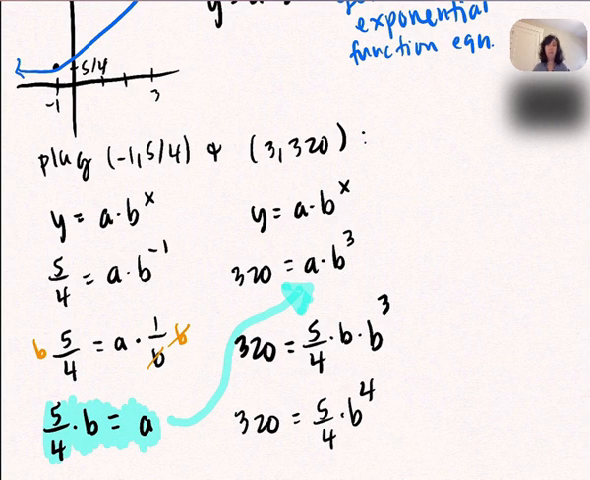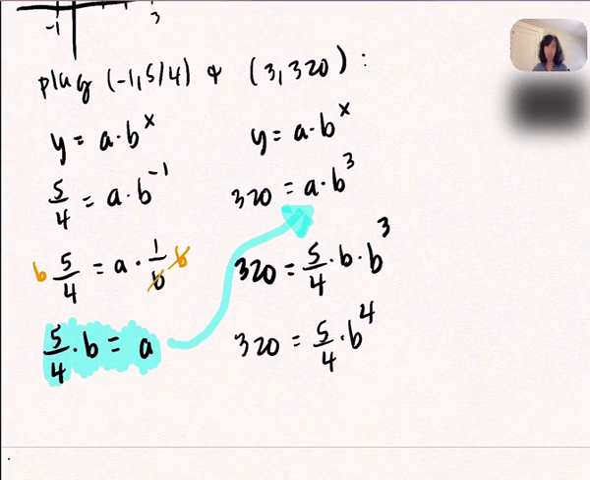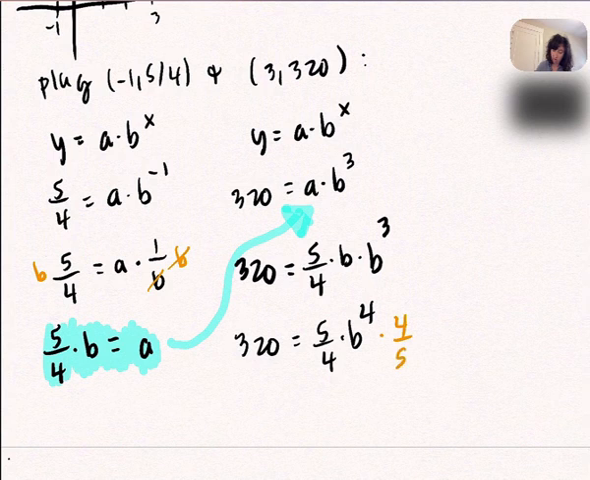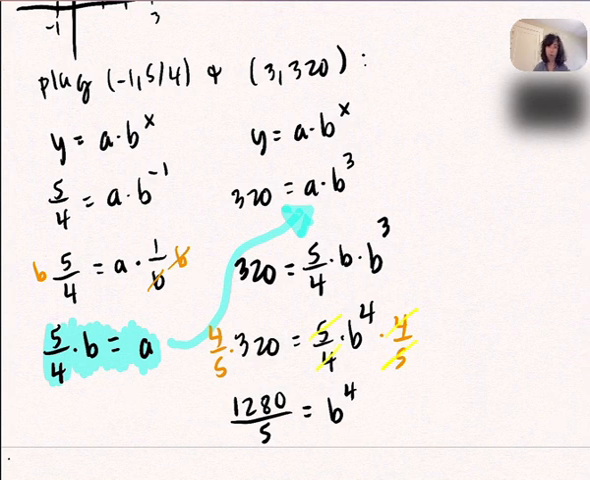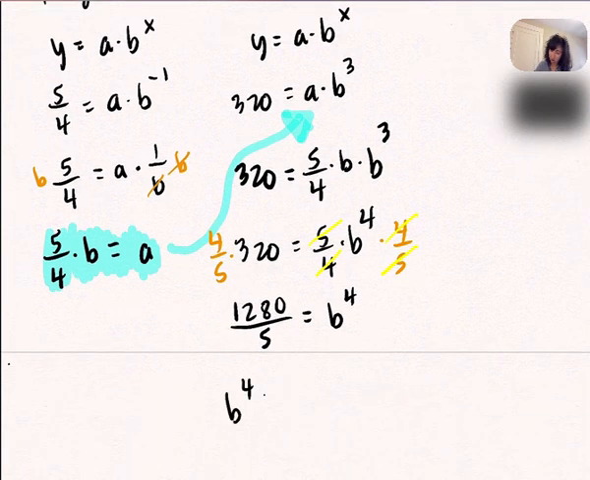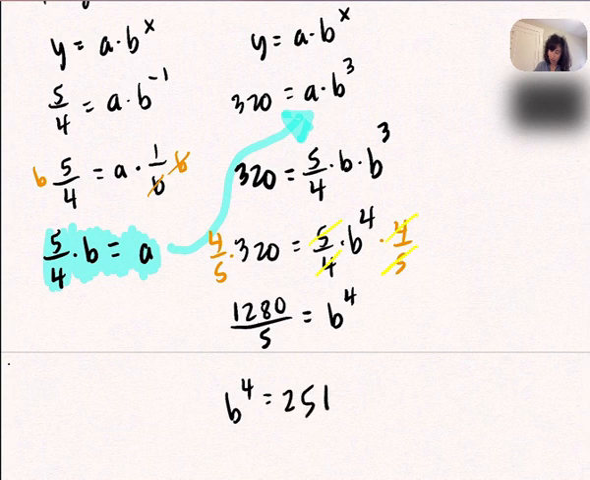Now, why do we care about having an equation with just b in it? Because we can actually solve for that b if it only has a single variable in it. How do we solve for it? I'll multiply both sides by 4/5 to get 1280/5 equals b to the 4th. Multiplying both sides by 4/5 makes it so that these 2 5s cancel and then the 2 4s cancel. So we just get b to the 4 on the right. And then if I simplify this a little bit, I get b to the 4 is equal to 256.